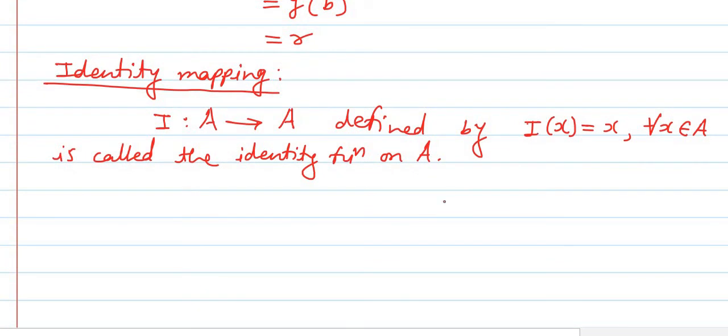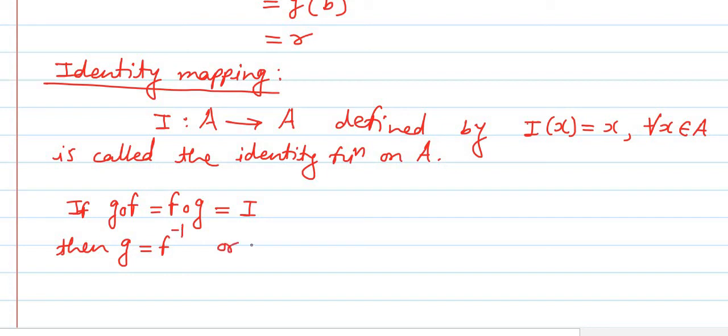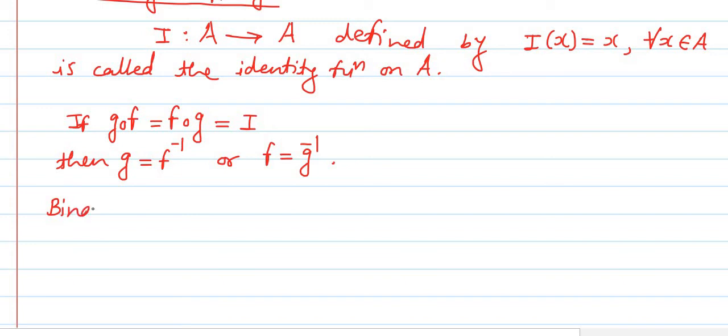Next, from the definition of the composite mapping, inverse of a function and identity function, it is clear that if g o f, this composition, is equal to the composition f o g, and if both are the identity mappings, then we can say that g is nothing but f inverse, or this can also be said as f is equal to g inverse. Like this we have.